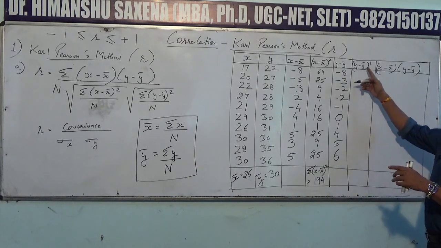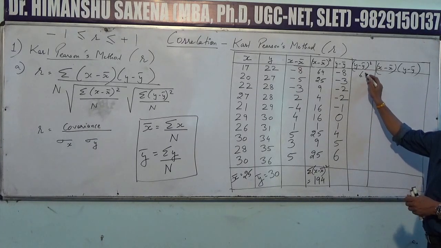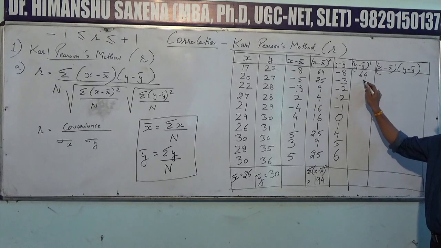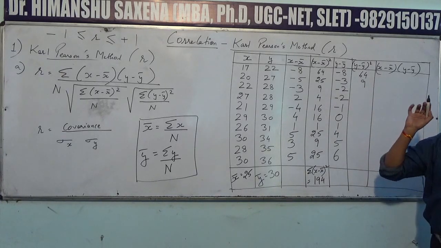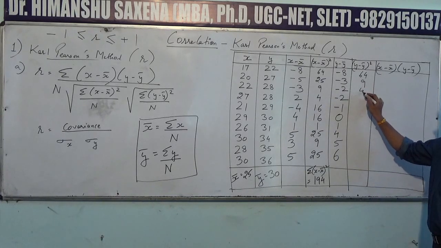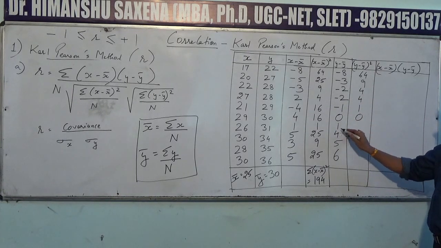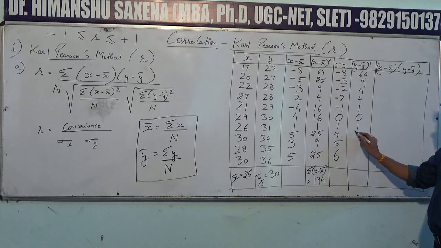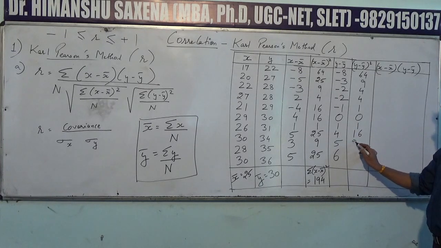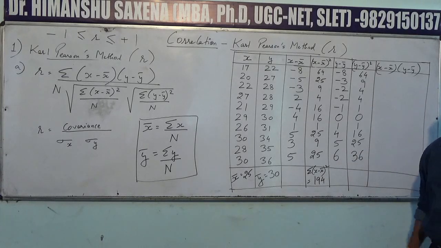So whole square of y minus y bar: minus 8 square will be 64. Minus 3 square will be equal to 9. Minus 2 square will be 4. Again 4, 1, 0. 1 square is 1. 4 square is 16. 5 square is 25. And 6 square is 36.